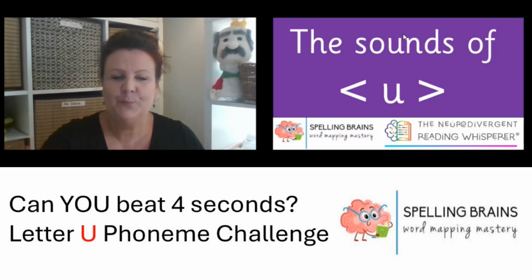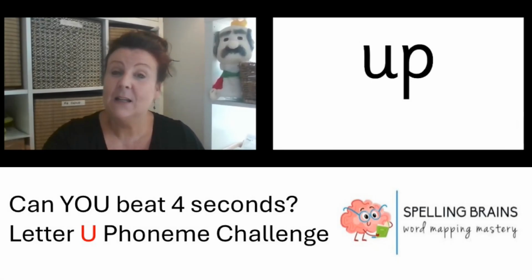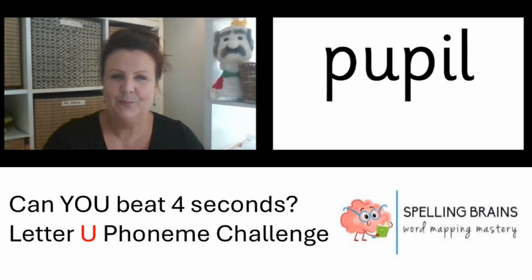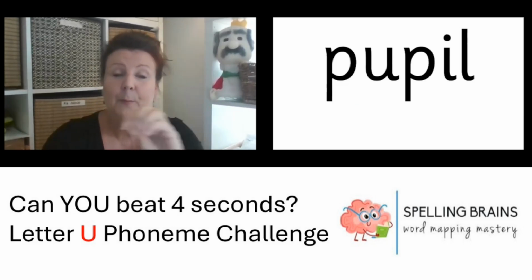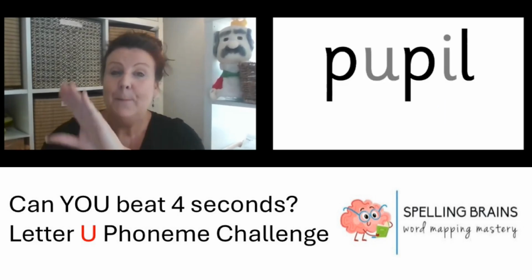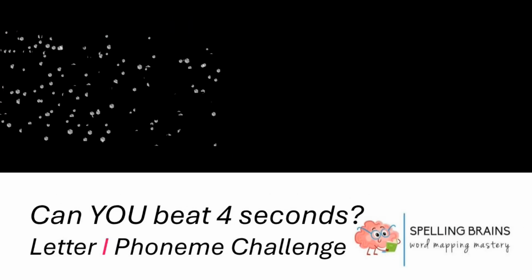Okay, so if we had up, the U would represent the sound up, up, up. Let's go. U, U, p, o, pupil. So that I is the schwa. P, U, p, o, pupil.